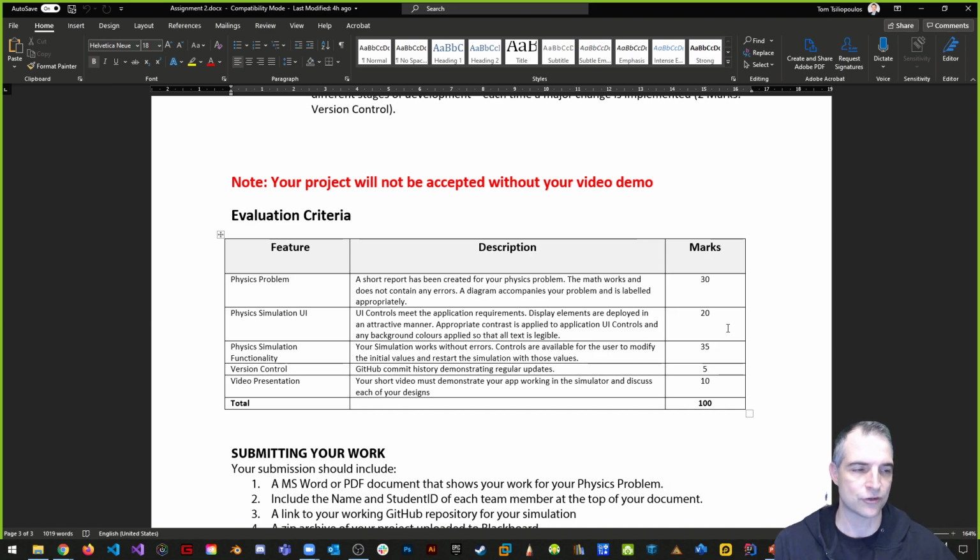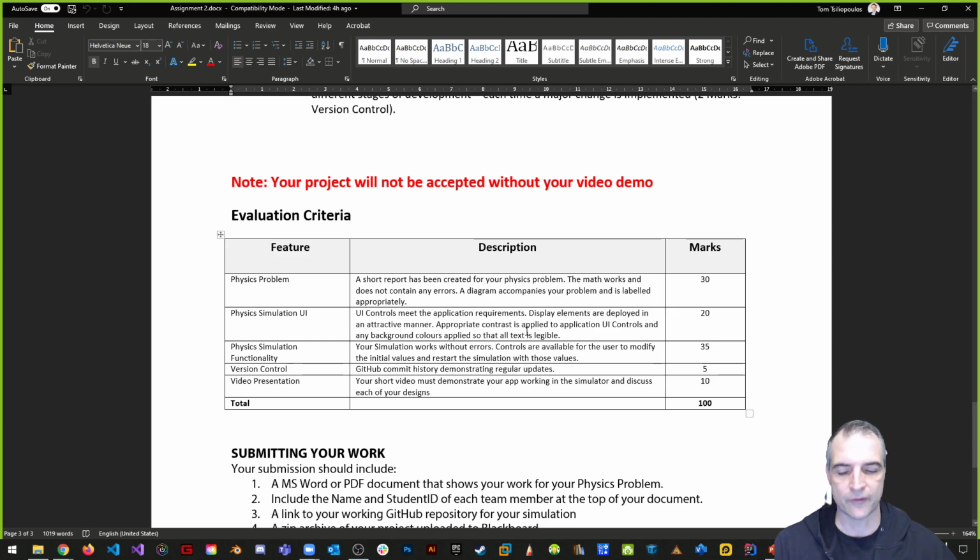I want you to think about it as an application you're making that you're giving, let's say, to somebody else to do some physics calculations. If that app isn't usable or it looks like you slapped it together to satisfy my requirements, you will lose your 20%, nice and easy. All right, so please make sure that your physics simulation user interface looks nice and makes sense to use.